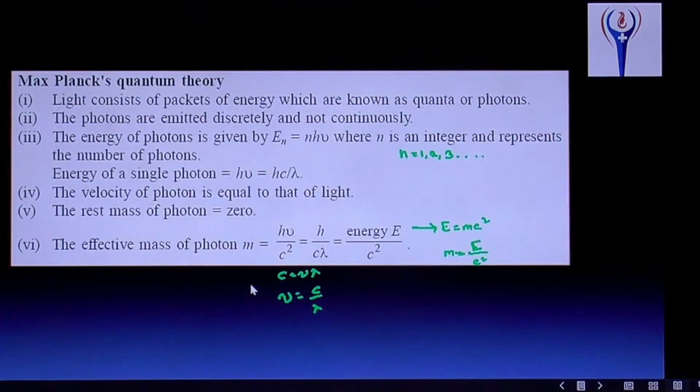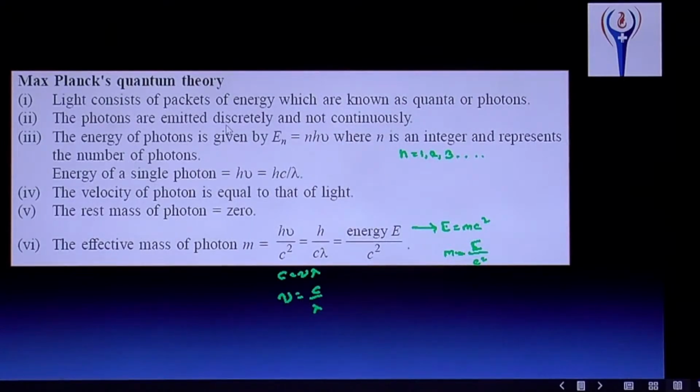Next theory, Planck's quantum theory. Quantum theory was proposed by Max Planck. Light consists of discrete bundles or packets of energy, called quanta or photons. According to Max Planck, light is made up of discrete bundles of packets of energy called quanta or photons.